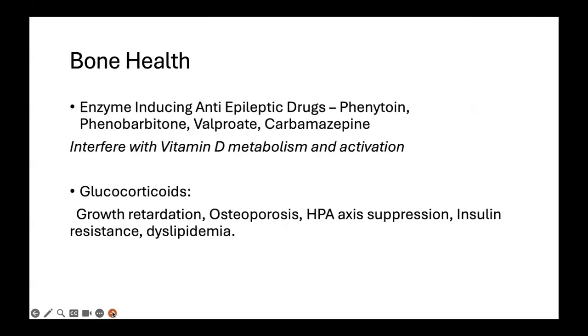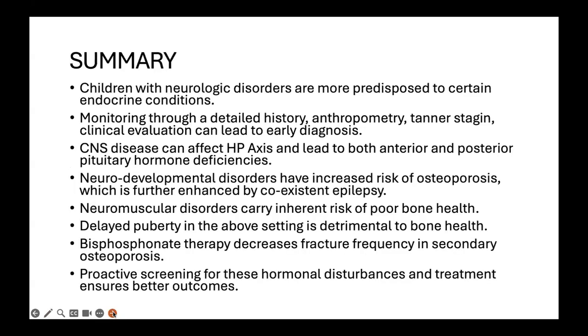Bone health is also adversely affected, like we saw, by enzyme-inducing anti-epileptic drugs, as well as by glucocorticoids. So to summarize, children with neurological disorders are more predisposed to certain endocrine conditions, as we saw. Monitoring these children through a detailed history, anthropometry, Tanner staging, and clinical evaluation can lead to an early diagnosis of an endocrinopathy. CNS disease can affect the hypothalamo-pituitary target organ axis and lead to both anterior and posterior pituitary hormone deficiencies.